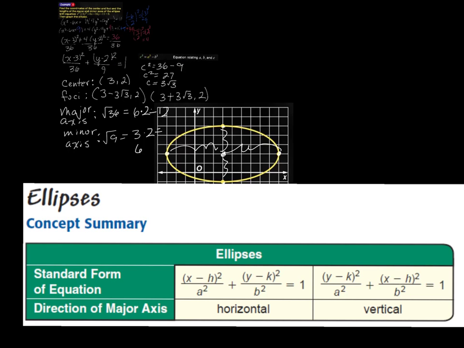For a concept summary, they just gave us the standard form of the equation that's been translated for both a horizontal and vertical ellipse.